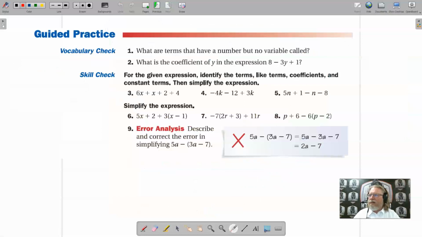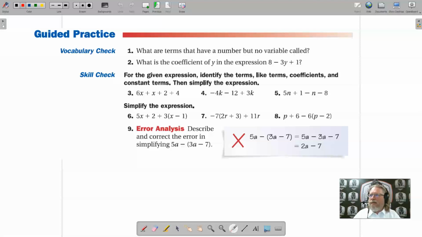What are terms that have a number but no variable called? That is like, well, this one here. This is a term that has a number, no variable. Those are called constants. They're constantly that same value.